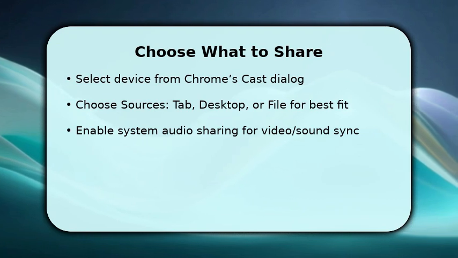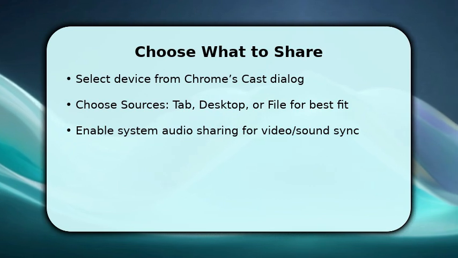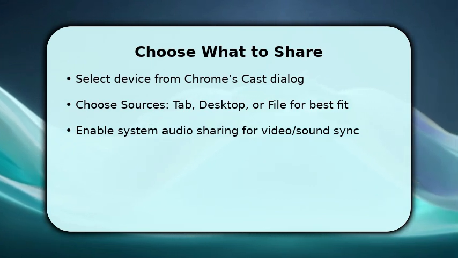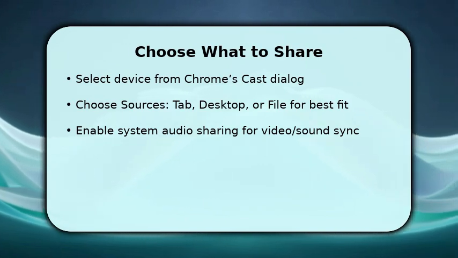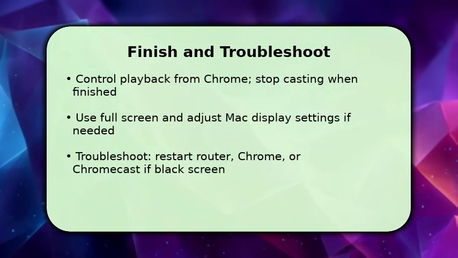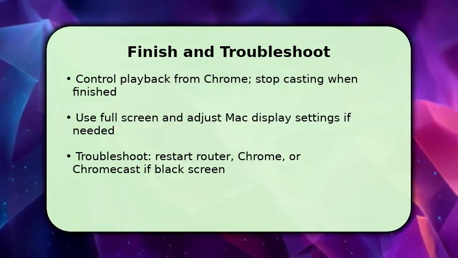If you need sound, make sure to enable system audio sharing when choosing desktop or tab so audio routes to the TV too. Adjust quality and full screen on your Mac for smoother playback before moving on. To finish, control playback from the active Chrome tab or the casting icon and click Stop to end the session.